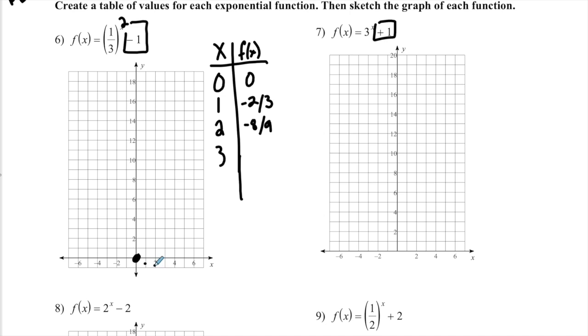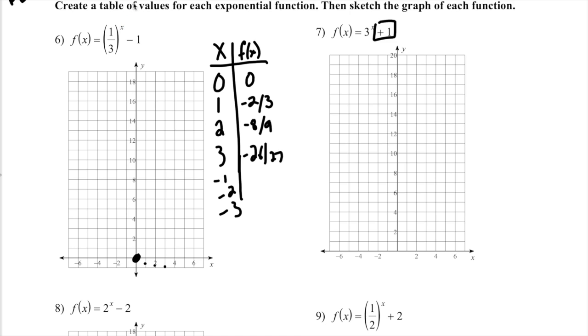So what you can see is what you end up getting here is negative 26/27. So see how you're getting really, really close to negative 1, but because the top and the bottom are not equal, right, you never actually get to negative 1. All right, now I'm going to plug in negative 1, negative 2, and negative 3.